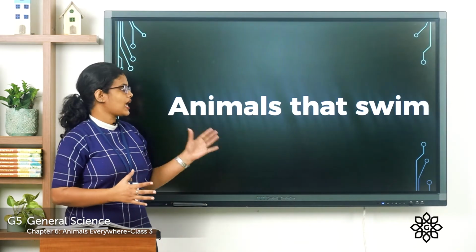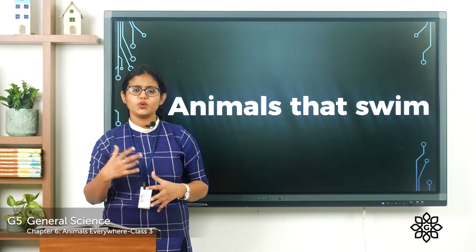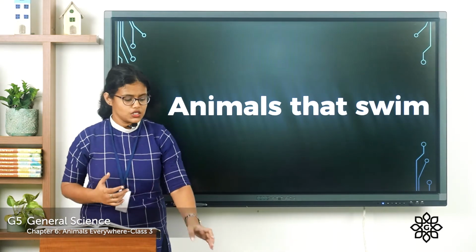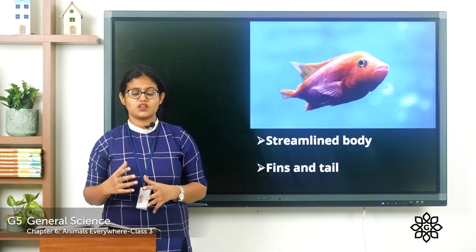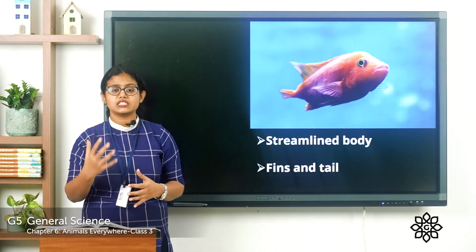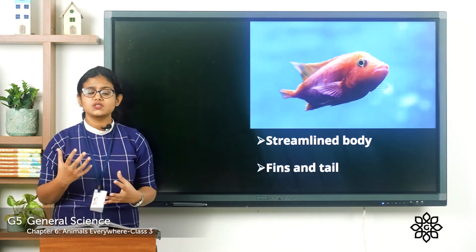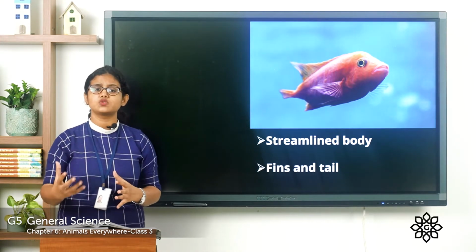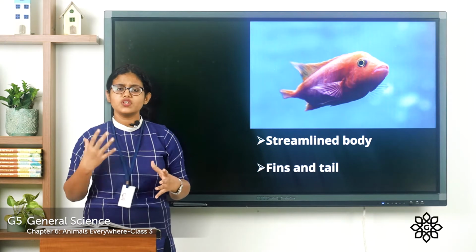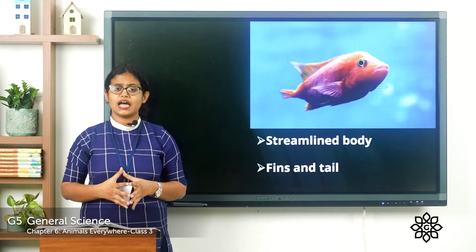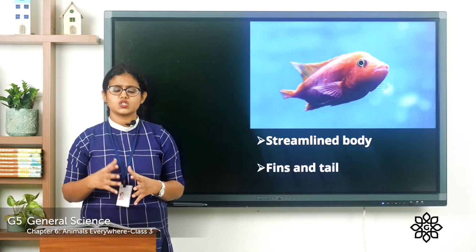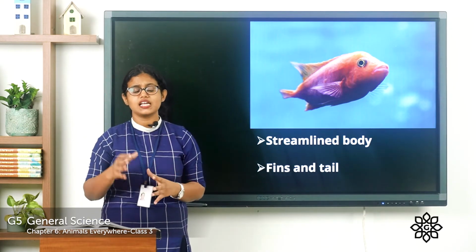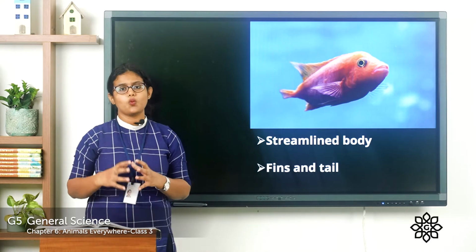Now let's see animals that swim. Which animals swim? First, what about fish? Do fish swim? Yes, fish is an aquatic animal. It lives in water. It has body features that help it to swim in water. Fish and many aquatic animals like the starfish, jellyfish, they live in water. They have their own adaptive features that help them to live in water.